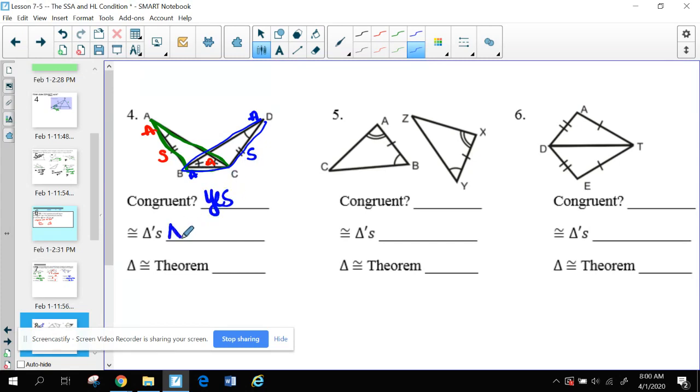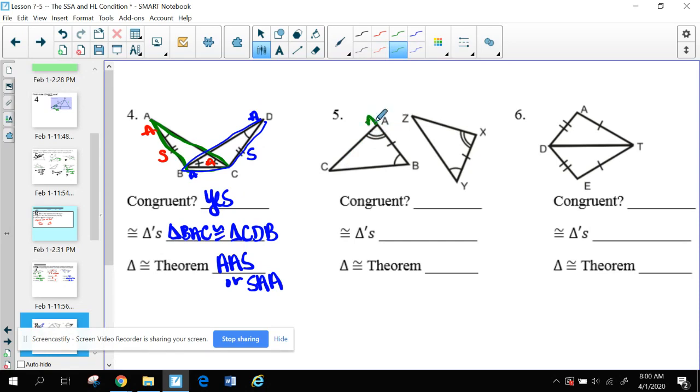We could say triangle BAC. If I follow the correct order, that would be congruent to triangle CDB. And this would be by side, angle, angle, or angle, angle, side. Doesn't matter how we write it. Either way is fine. Take a look at 5.